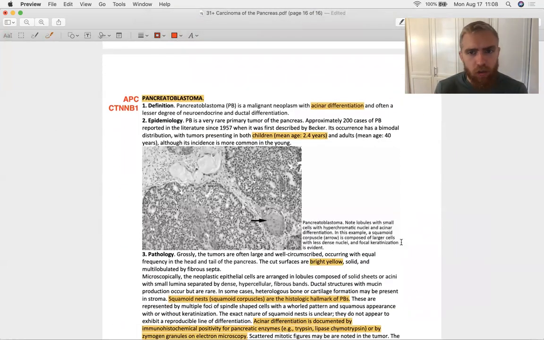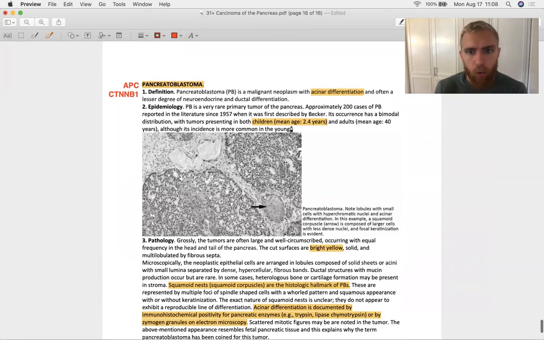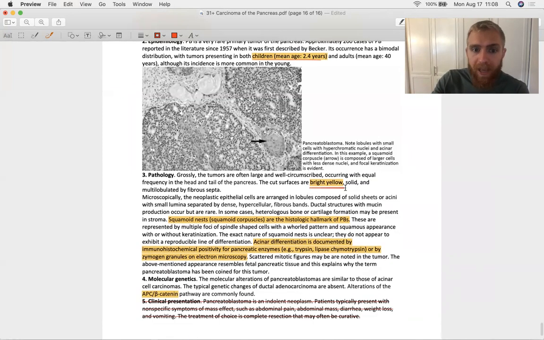Pancreatoblastoma, they're going to show you a child with a pancreatic tumor, and this is the only thing that can give you a pancreatic tumor in a kid. Same thing here, going to have APC and beta-catenin mutations because this is of acinar lineage. Cut surface is bright yellow, again, in a child. Looks very similar to the acinar carcinoma, except you have squamous nests, squamoid nests. And same thing, they're going to tell you it stains for trypsin or lipase or chymotrypsin, or that it has zymogen granules. They're going to give you one of those clues in the question.